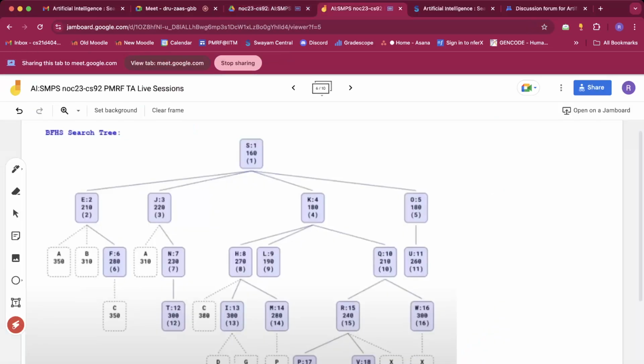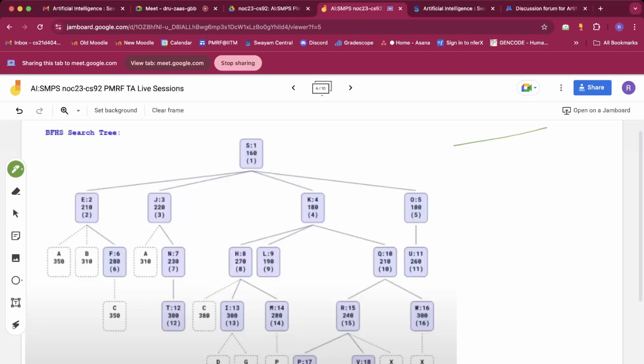Okay, cool. Then let's go over the solution. We start with the S node, and the children of S are E, J, K, and O, which basically means that we could go to E, J, K, and O from S, and each of these has a particular F value, using the F equals G plus H formulation that we saw in case of A star. All four of these have F values 210, 220, 180, and 180, all of which are less than the upper bound given to us, which is 303, right? So we allow all of that to be added to the queue.